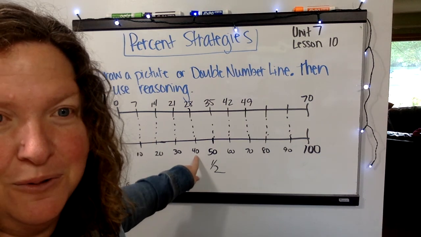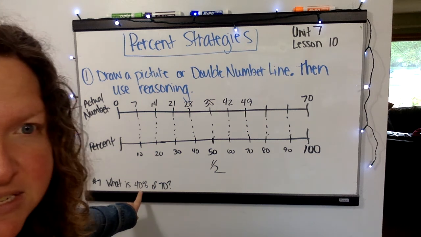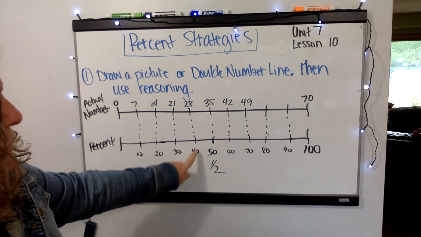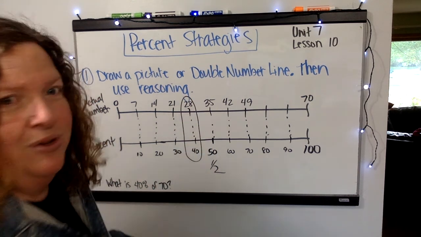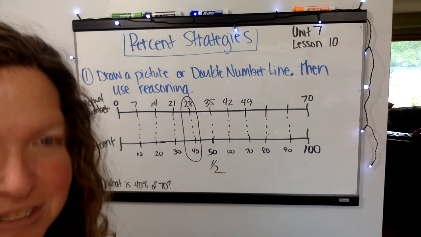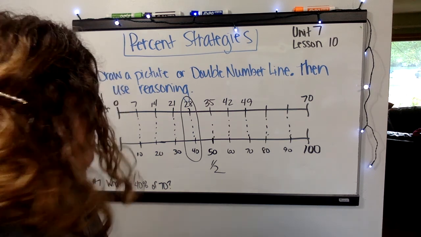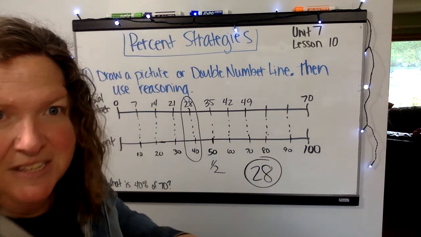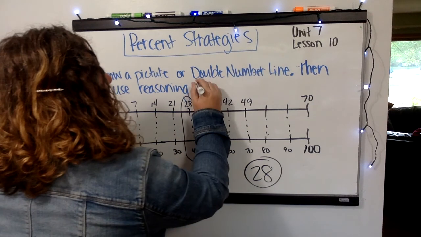the 40%. The question says, what is 40% of 70? So we've already got the 40%. Look at that. So what is the number that's 40% of 70? 28. Now let's think logically about that. That's what use reasoning means. Use reasoning means think logically.